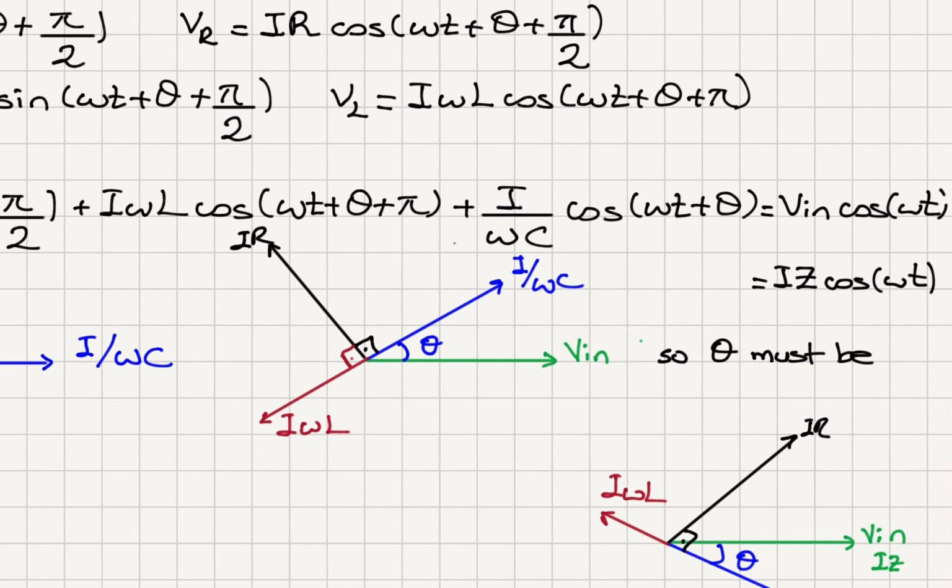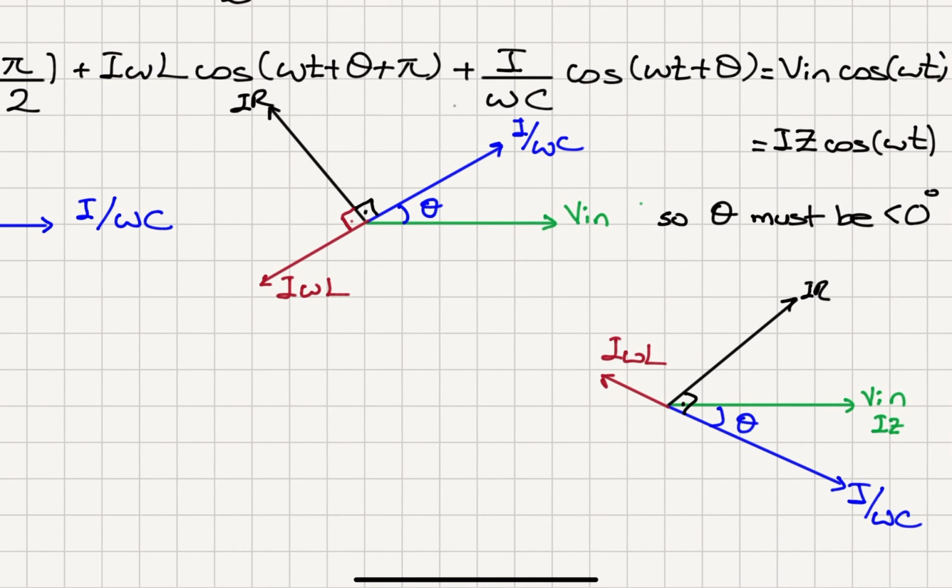So we realize that the theta given in this problem must be less than 0 degrees. So it must be a negative angle. So if theta is a negative angle, then I would have omega t plus theta, I over omega c. The capacitor voltage phasor would be pointing in this direction. Then if I add 90 degrees to it, this would be the resistor voltage phasor, and this would be the inductor voltage phasor. And in this case, you can see that these three phasors can add up to the input voltage phasor. So I have discovered that theta must be negative.